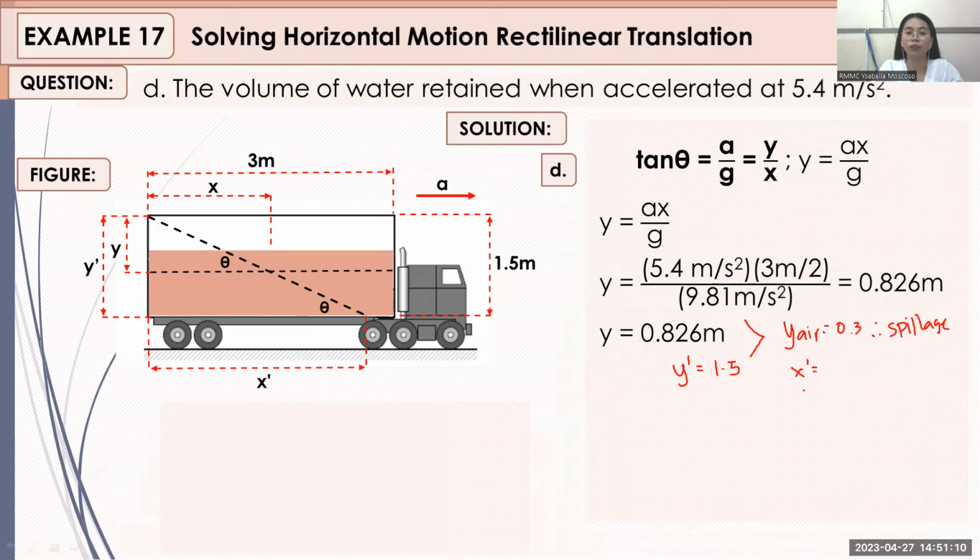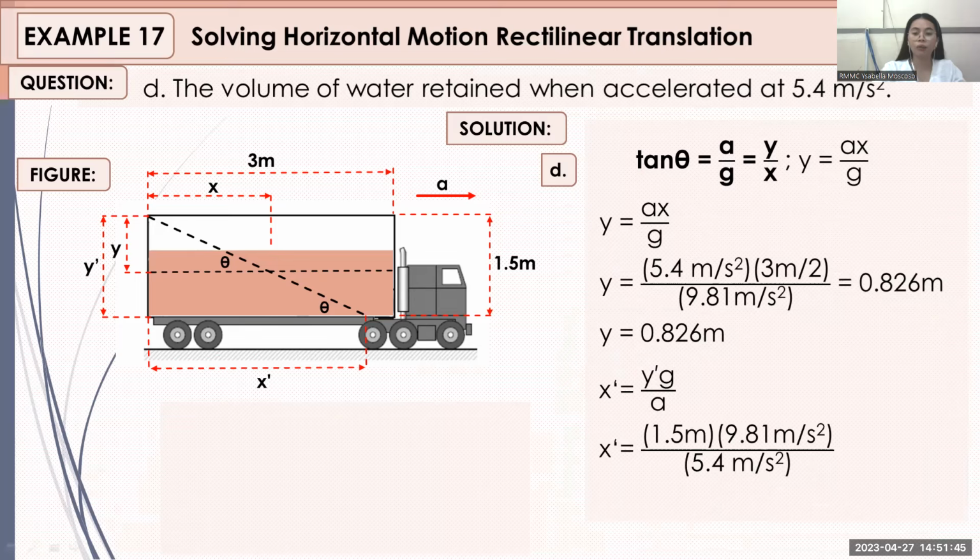So what would be your x prime? Kinakailangan natin kunin yung x prime natin, and that would be x prime is equals to y prime g over a. Kahit hindi nyo ito memorize, kahit na mag-shift solve kayo, okay lang naman. That is a over g is equals to y prime over x prime. Dinerive ko lang to para wala na shift solve. That is just 5.4 divided by 9.81 is equals to 1.5 over x prime. Ano ba yung x prime na nakukuha ninyo? Based on my calculation, that is 2.725.